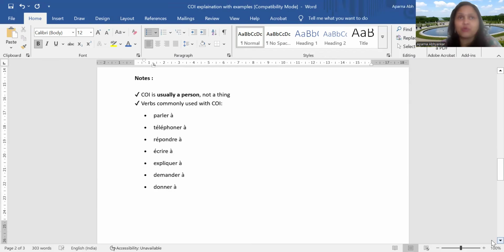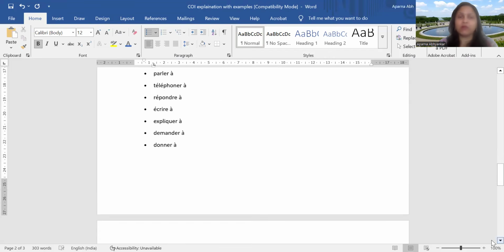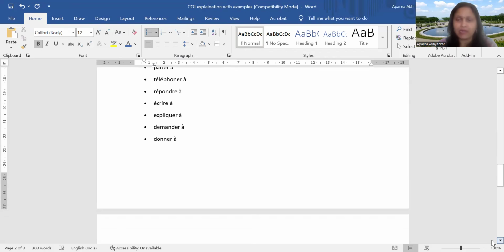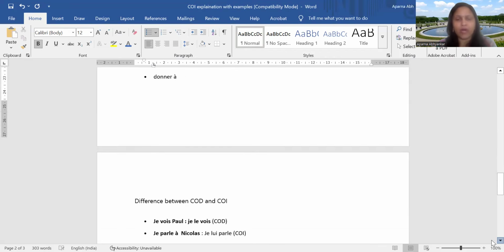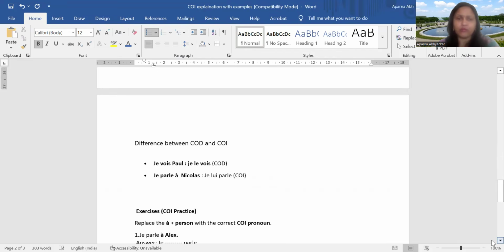Parler à. So you can have parler à mon ami. Par exemple, je parle à mon ami. Tu parles à tes parents. Il parle souvent à ses amis, comme ça. Okay. So parler à is one verb. Other verbs are like téléphoner à, répondre à, écrire à, expliquer à, demander à, donner à. So these are common verbs followed by the preposition à, and usually then we have COI. So this is like a hint for you.